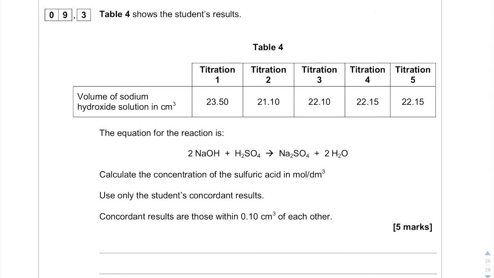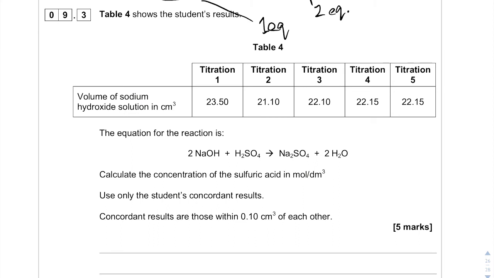A student titrated 25 cm cube of dilute sulfuric acid with 0.105 moles per decimeter cube sodium hydroxide solution. Number one thing to check is you've got sulfuric acid. This is 2 equivalents in acid. Sodium hydroxide is 1 equivalent of base.